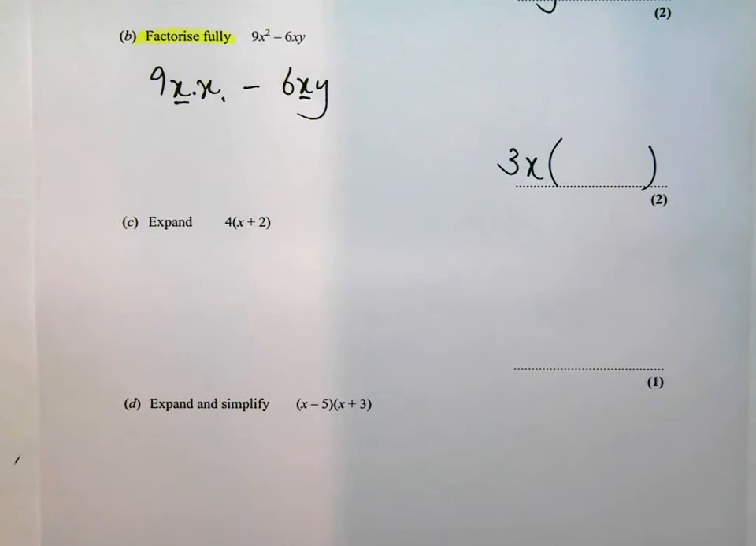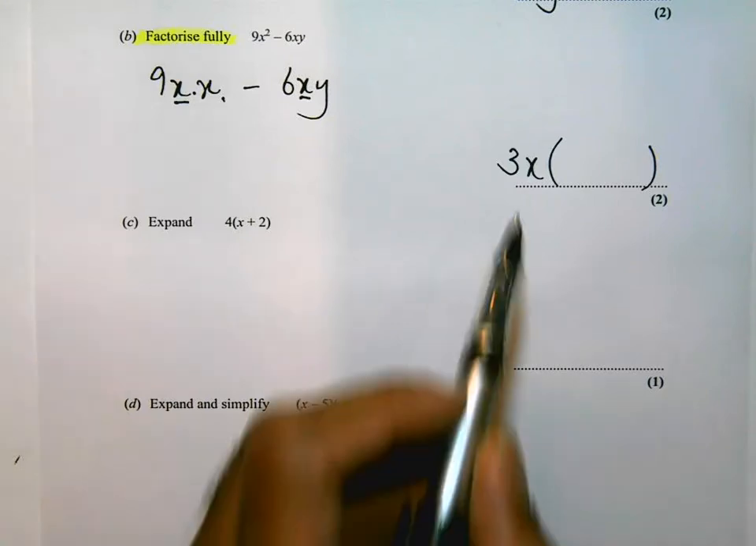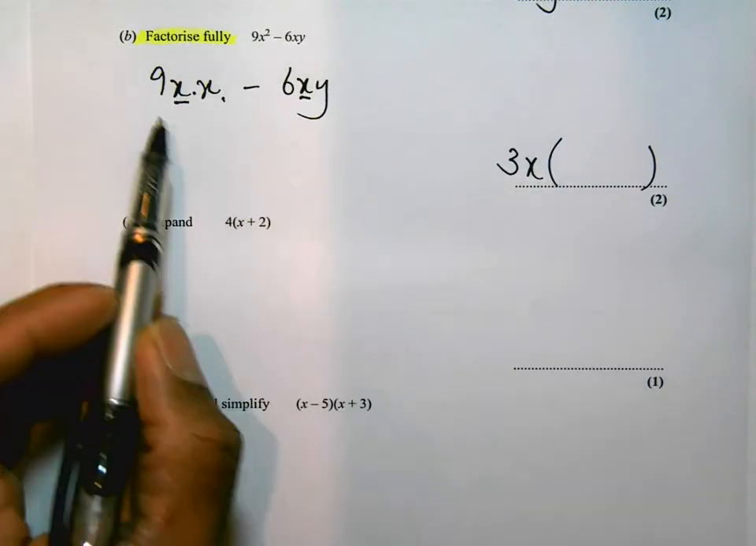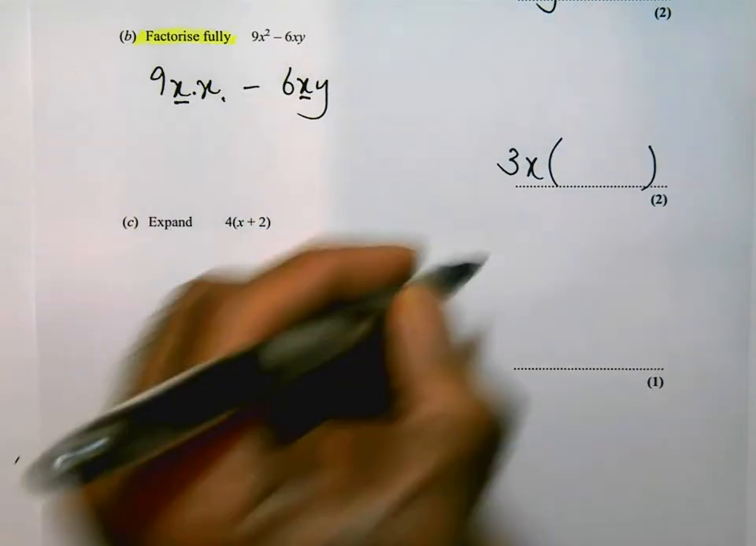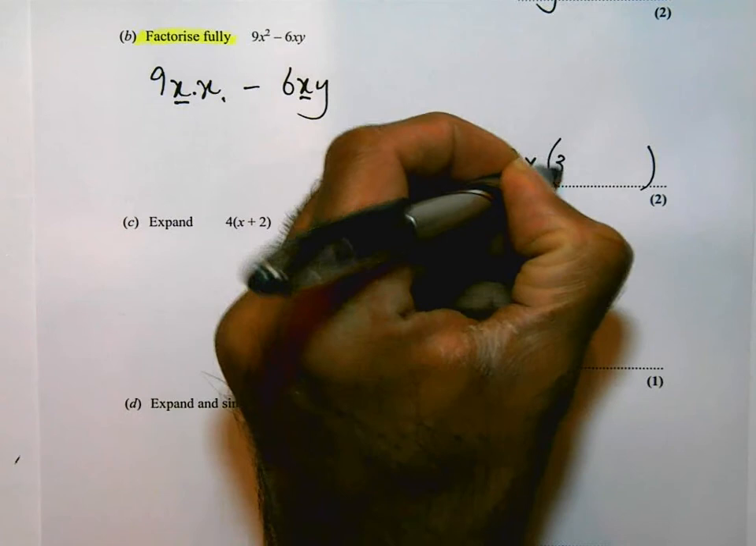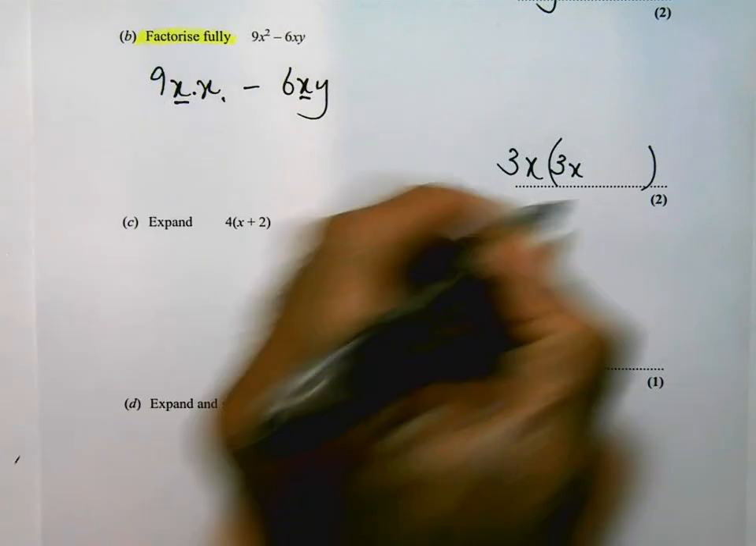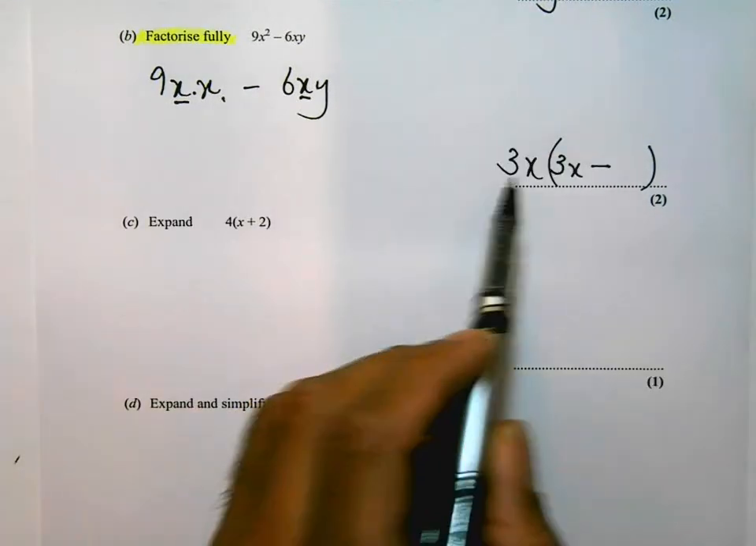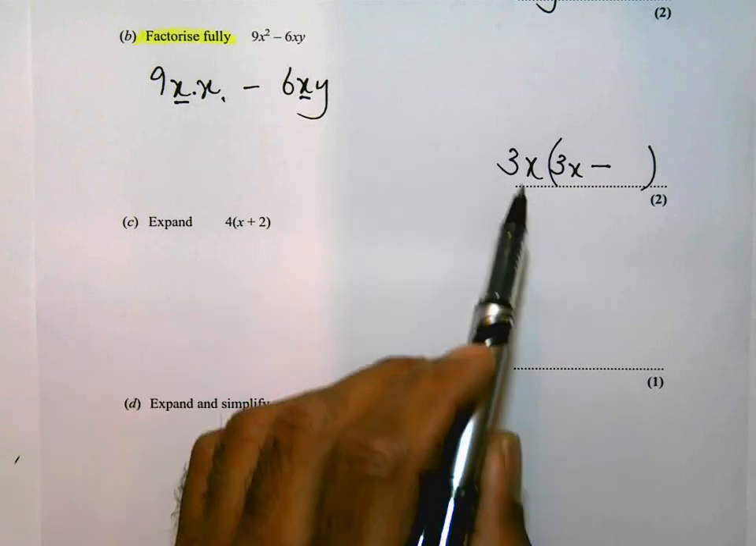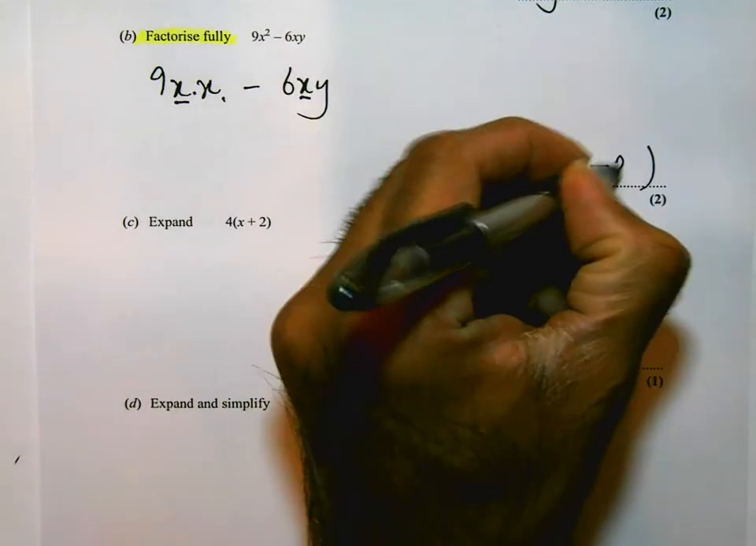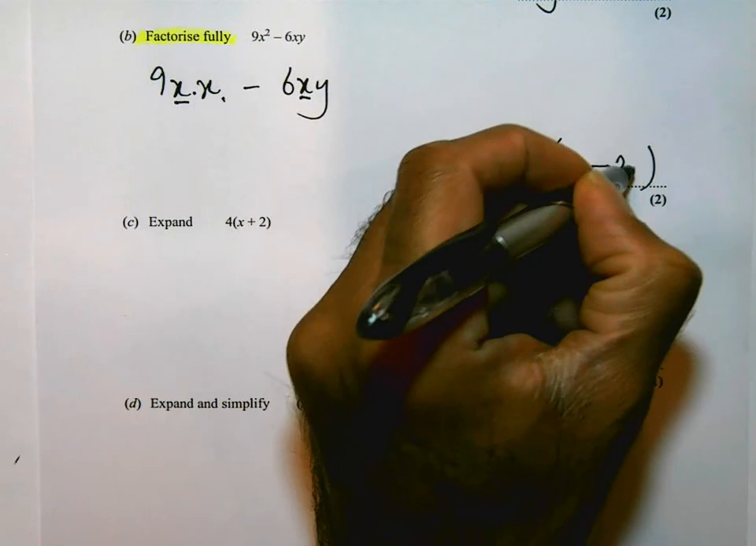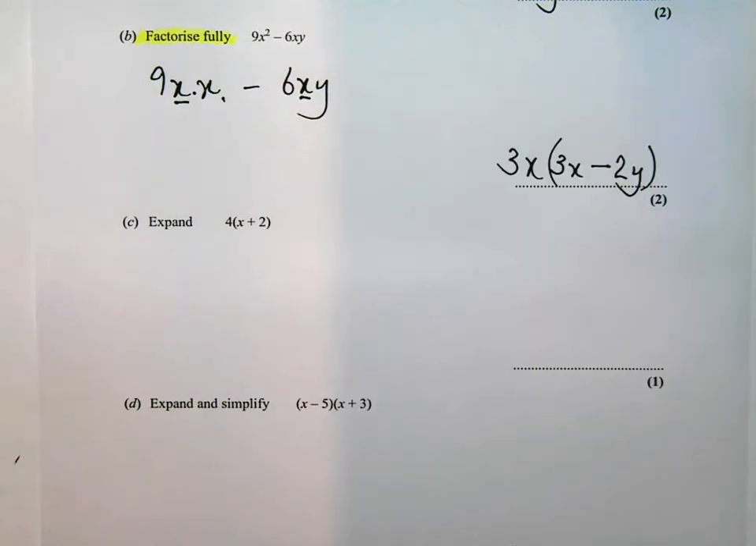Now I need to fill in the inside. Just think about 3x times what would give me 9x squared. So 3 times 3 is 9, x times x is x squared. So 3x should go inside the brackets there. There's a minus, and 3x times what would give me 6xy? Well, 3 times 2 is 6, and x times y would give me xy. And that's how you factorize that particular expression. Pretty straightforward. However, a lot of people, again, make errors with this, and you should be able to get the full 2 marks for that.